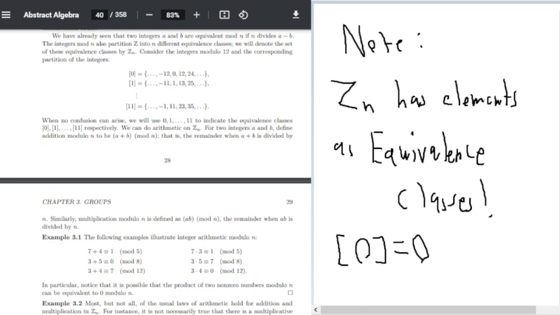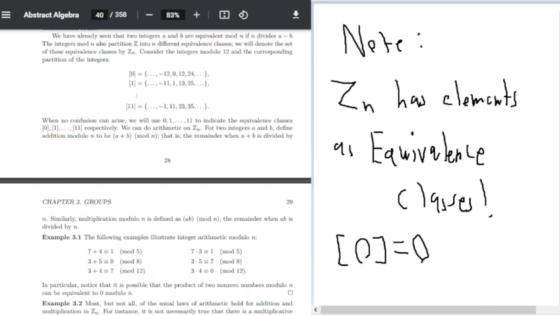Consider the integers modulo 12 and the corresponding partitions of integers. First, the equivalence class of 0, which contains 0, 12, negative 12, 24, negative 24, on and on, while the equivalence class of 1 equals 1, negative 11, 13, negative 23, and 25, all the way up to the equivalence class of 11: negative 1, 11, 23, 35, and so on. When no confusion can arise, we will use 0, 1, all the way up to 11 to indicate the equivalence classes of 0, 1, and up to 11.